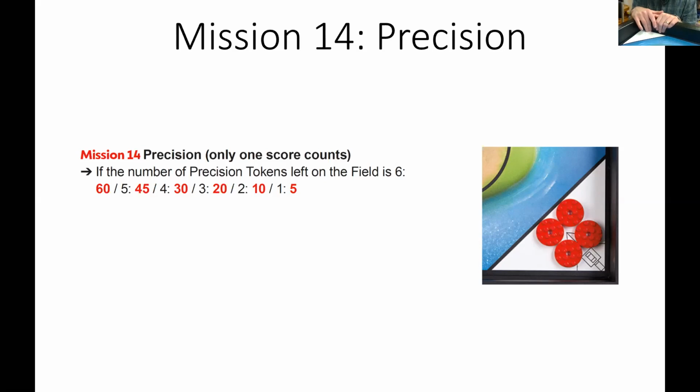If you have, so this picture is a little confusing. You see the 60/5, but really it's the 6 colon that's up above. So if you have 6 left, you get 60 points. You lose 15 when they take the first one, so you end up with 45 points with 5 left. Then you lose another 15 for the second token they take. So for 4 tokens left, you get 30 points, then 20, then 10, then 5. If there are no tokens left, if they pulled all 6, you get 0 points. Any questions there?